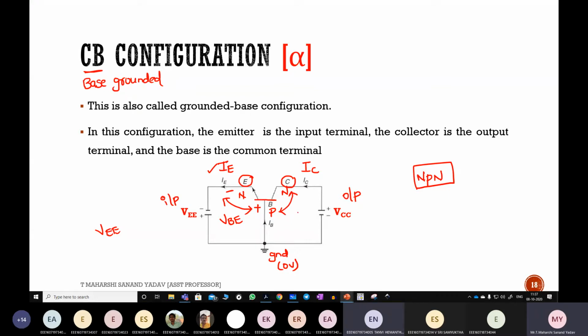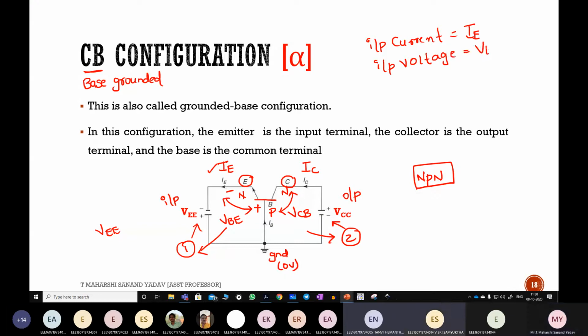Next, try to guess from here to here which one is positive and which one is negative. VBC. One important thing: this is the first loop and this is the second. While you are going with the first one, check this notation; while you are going with the second one, check this one. VCB. That's it. Now, input current is IE. Input voltage is VEE, which is nothing but VEB. You can take either VEE or VEB, where VEE is the external potential, I mean the external bias.